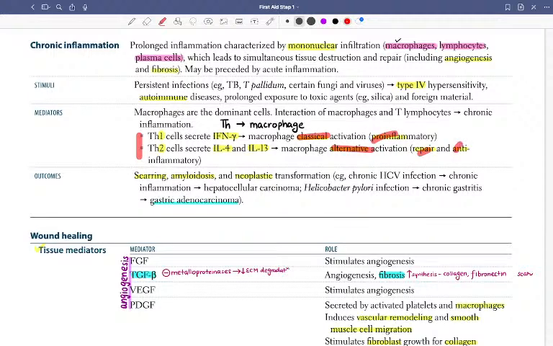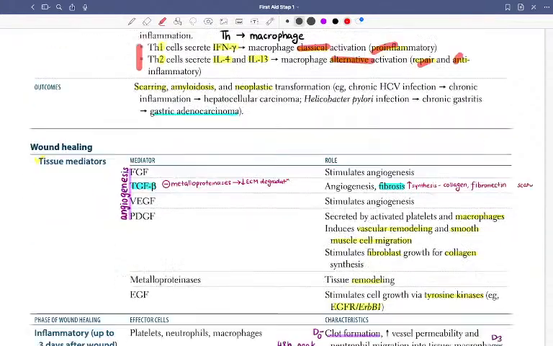Okay, interleukin 4 is not only secreted by T helper 2; it also causes interleukin 5 secretion. Outcome: scarring, neoplastic transformation. HCV, hepatocellular carcinoma is an example; gastric adenocarcinoma, Helicobacter pylori, chronic gastritis is an example. Okay, next, wound healing.